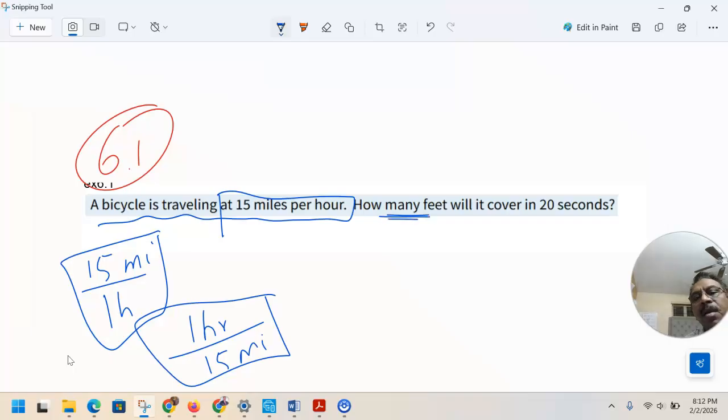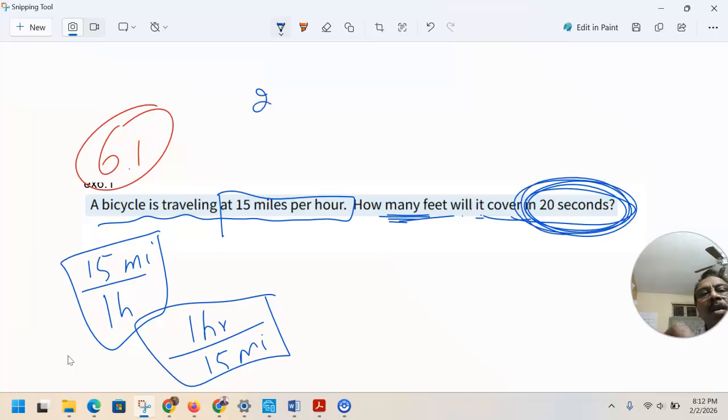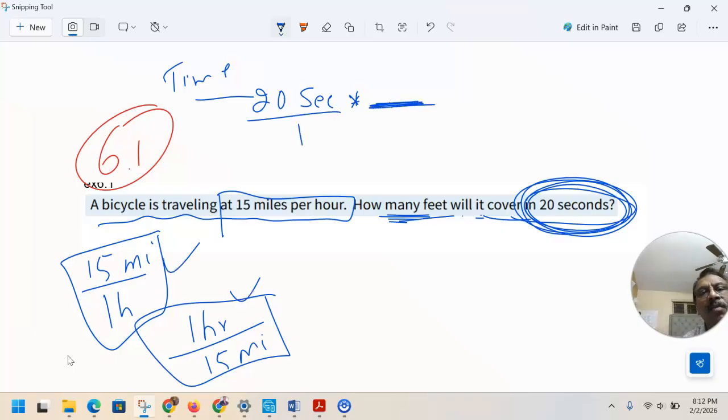So here they're asking how many feet will it cover in 20 seconds. So you're given 20, so I'm going to start with 20 seconds. And I started with the time. The time is in the numerator, so divide by 1. When you want to write one of these pieces, you want to make sure time is down. And you can see here, this is a better option. So 1 hour is 15 miles.